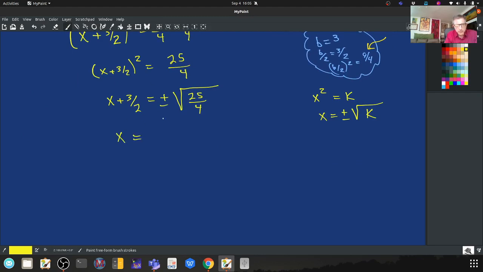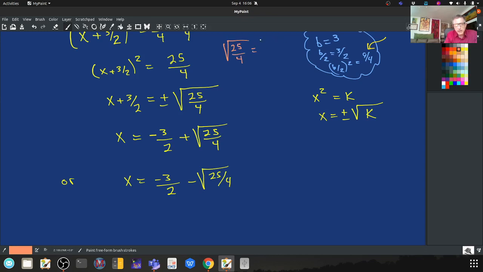So that means, let's break it up. X is equal to, I'm going to move the 3 halves to the other side, minus 3 halves plus the square root of 25/4, or x is equal to minus 3 halves minus the square root of 25/4. The square root of 25/4, by using our exponential rules from intermediate algebra, is just the square root of 25 over the square root of 4. So that's equal to 5 halves. So, carrying on with this equation, x is equal to minus 3 halves plus 5 halves.